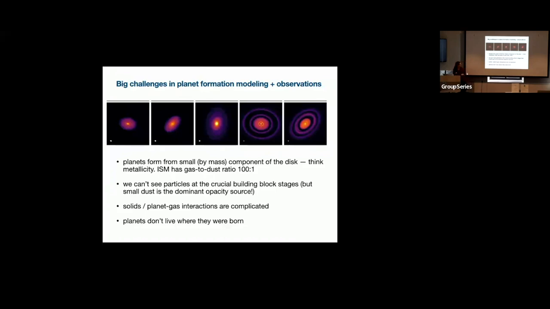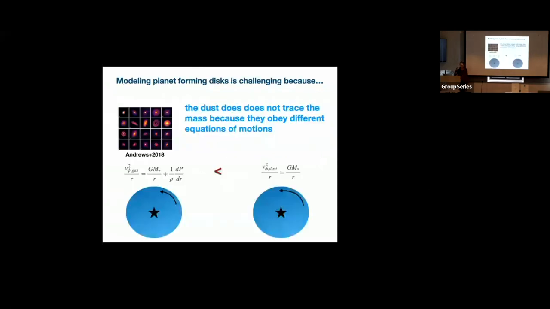And to make matters even worse, planets don't stay where they're born. I'm not going to focus on this one today. I want to instead focus on this issue of solid-gas interaction. The reason this is so hard is that dust does not trace the mass in the disk.